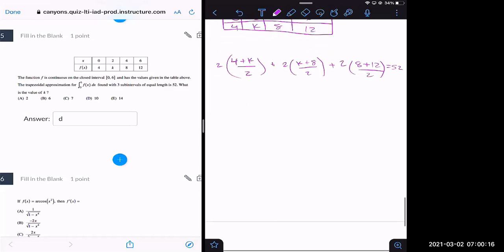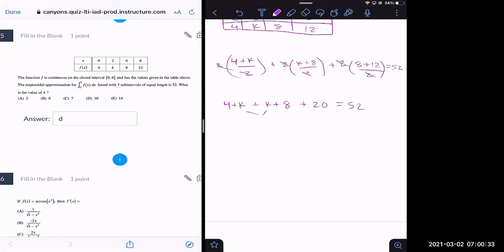So if we solve this, I'm going to go ahead and multiply those 2's, cancel those. So I've got 4 plus K. The next one, those 2's cancel again. So I've got K plus 8. Those cancel. 8 and 12 is 20. So it's just this equation that we have to solve.